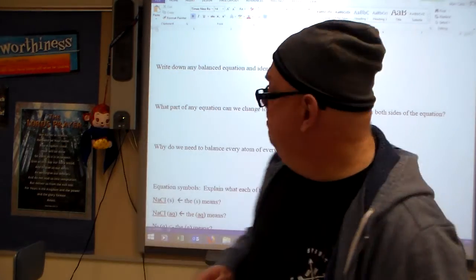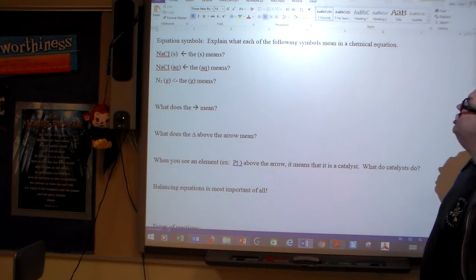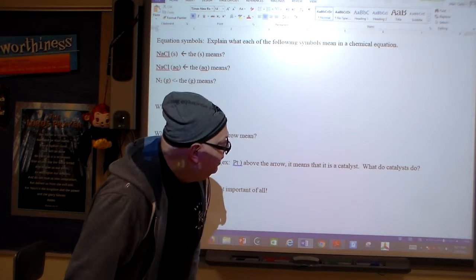This is the law of conservation of matter. That's kind of an important thing for us here. Okay? Why do we need the balance set? All right. Equation symbols. Guys, you should know what that means. Okay?